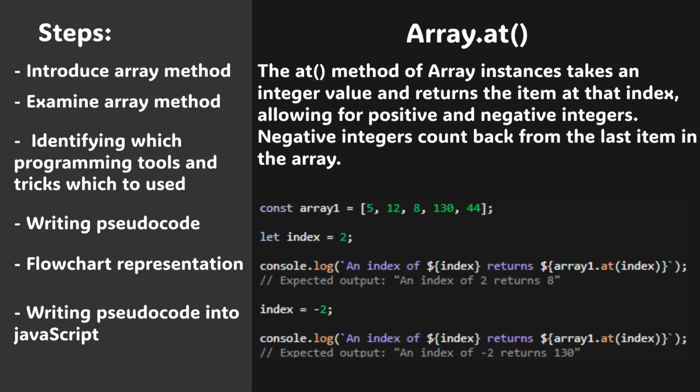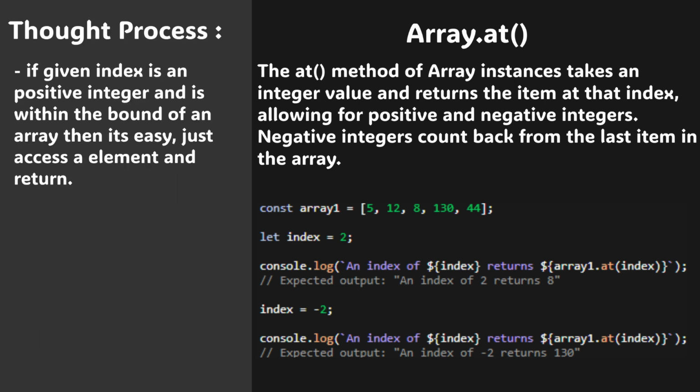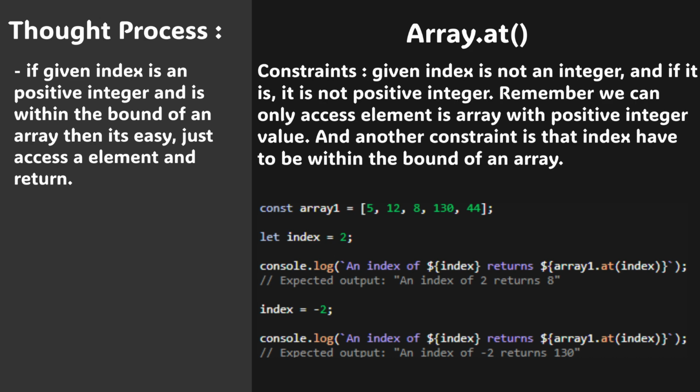Next one on the line is the array.add method. The add method of array instances takes an integer value and returns the item at that index, allowing for positive and negative integers. Negative integers count back from the last item in the array. Well, if the given index is a positive integer and is within the bound of the array, then it's easy, just access the element and return. Problem arises when the given index is not an integer, and if it is not a positive integer. Remember, we can only access an element in an array with a positive integer value. And another constraint is that the index has to be within the bound of the array.